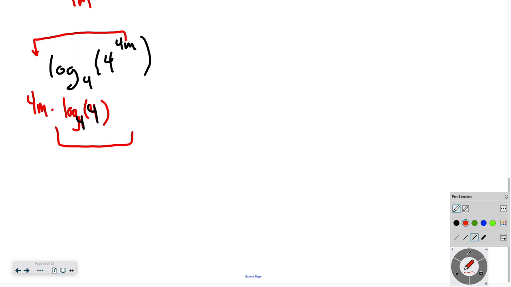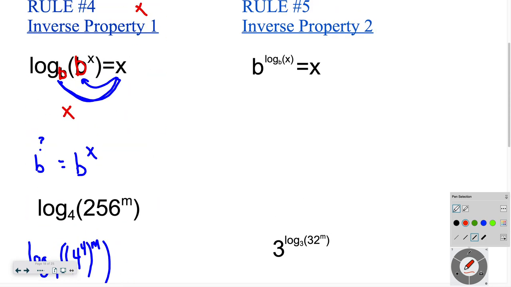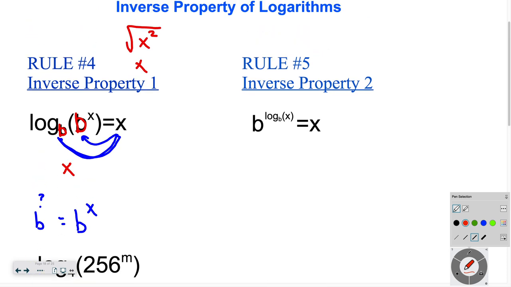This entire thing is 1 times 4m equals 4m. So you can answer this question with the inverse property, which I showed you first, or you can answer this question with the power property. Doesn't matter. Making sense? Okay.